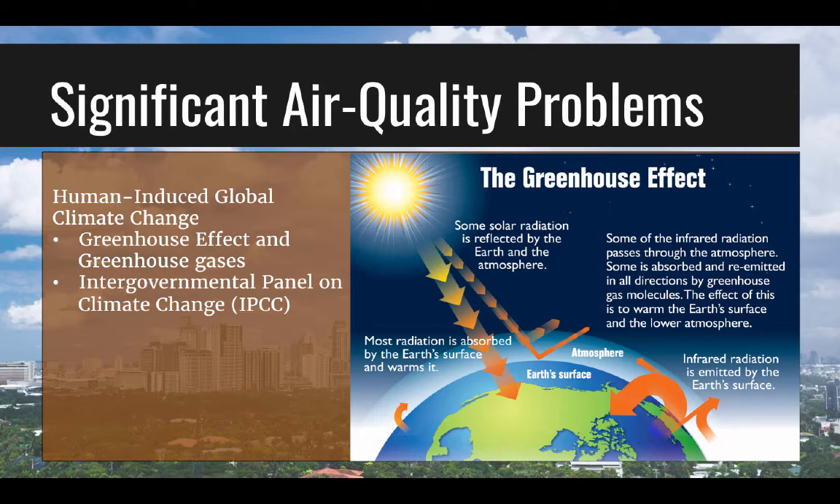Increased emissions of greenhouse gases since the Industrial Revolution is strongly correlated with temperature increases. The Intergovernmental Panel on Climate Change, IPCC, is an international group of scientists commissioned by the UN. The IPCC assesses the scientific, technical and socio-economic information relevant for the understanding of the risk of human-induced climate change. The IPCC has issued 5 assessment reports from 1990 to 2014.